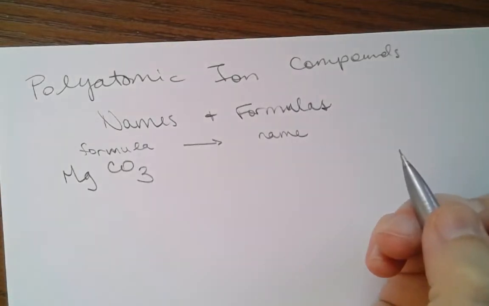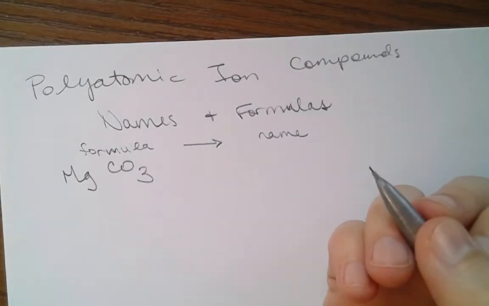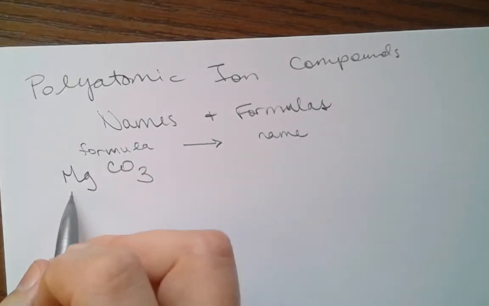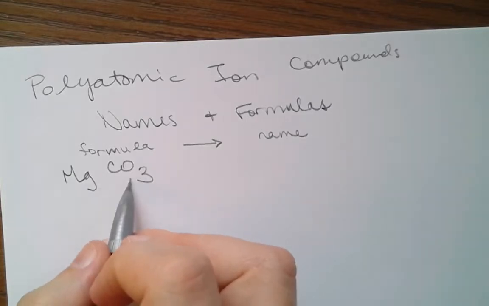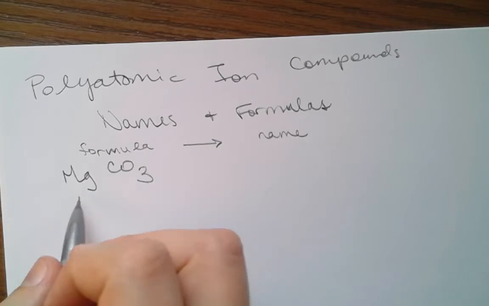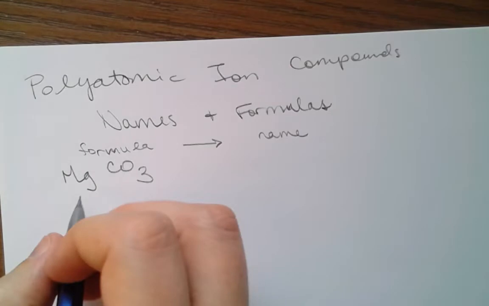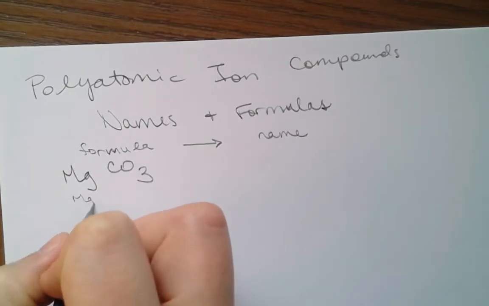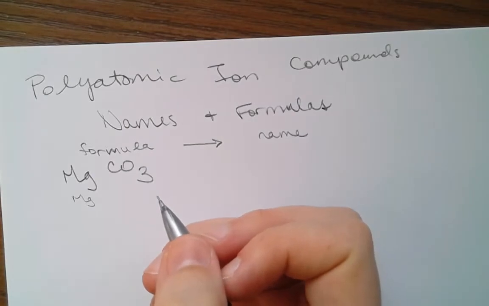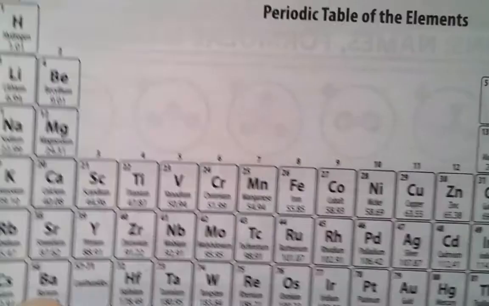You probably remember from last quarter that capital letters indicate a new element. So here we've got a capital M with a little g and a capital C and a capital O. So these are three different types of atoms here. We've got magnesium. Mg. One capital, one lowercase. That's a single atom. Look that up over here. Yeah, your Mg is magnesium.